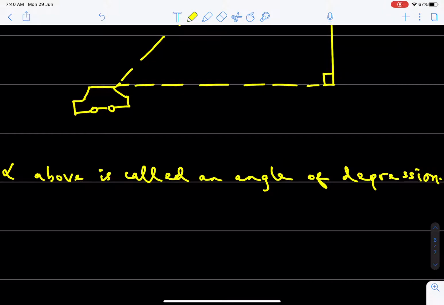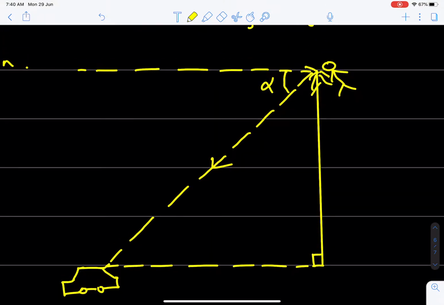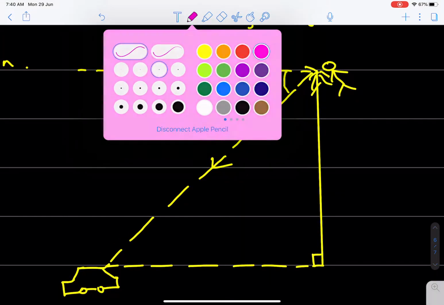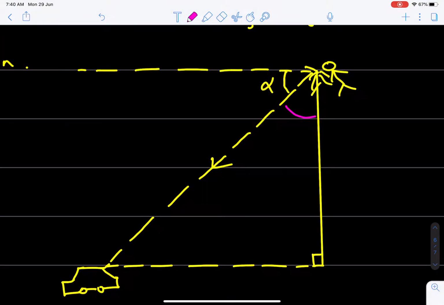You've got to be careful with the angle of depression. It's not this angle, because this is not the inclination between your line of sight and the horizontal at your neck. It is the angle between your line of sight and the horizontal at your neck that represents the angle of depression. So it is not this one, obviously.